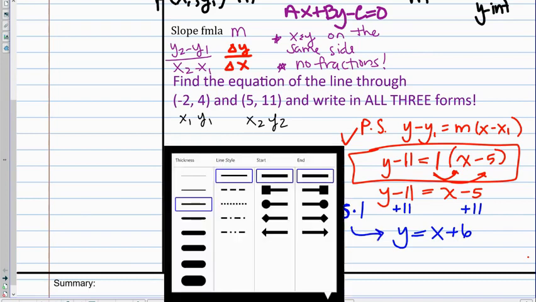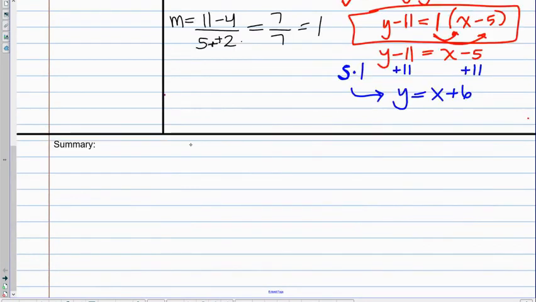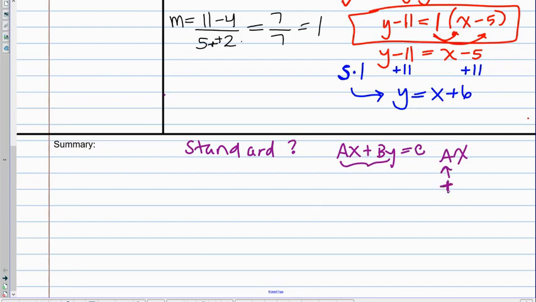Here's the one that we all struggle with. How do I write this in standard form? And I'm down to my summary, but I'm going to give myself a little more room. Now remember I said that the x and the y need to be on the same side. Here's another important point. The x, this a, this coefficient, hopefully you remember that word from last year, needs to be positive. So if I'm looking at my equation here, and I just did some algebra and moved this over, what would happen is that our x would be negative.